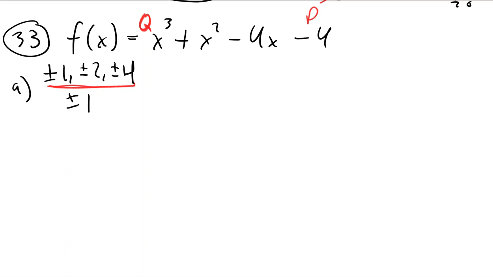And this is division. So there's part A. Those are the only rational numbers that are even possible to be zeros, the only possible x-intercepts.